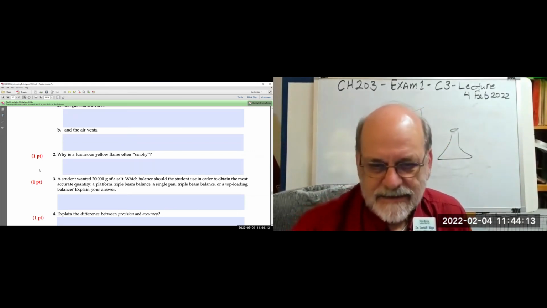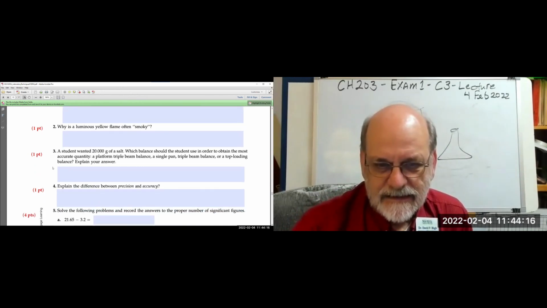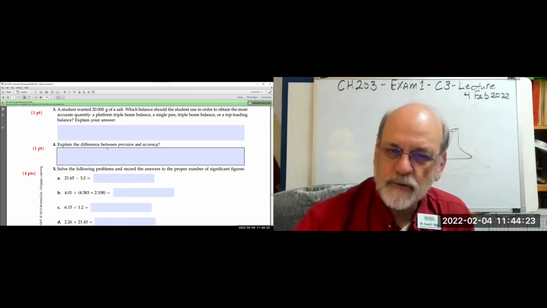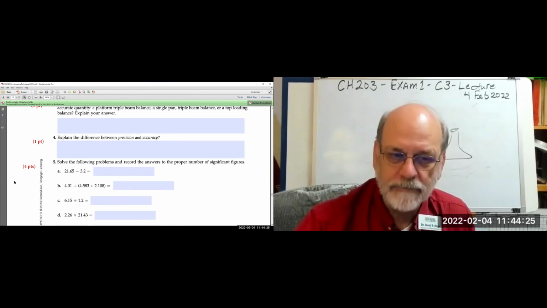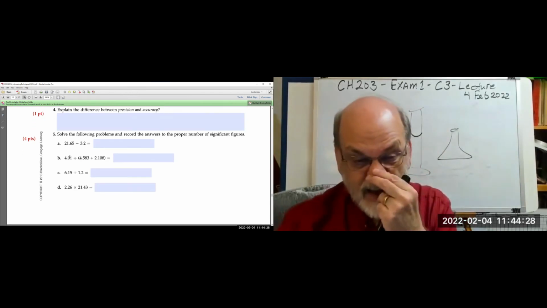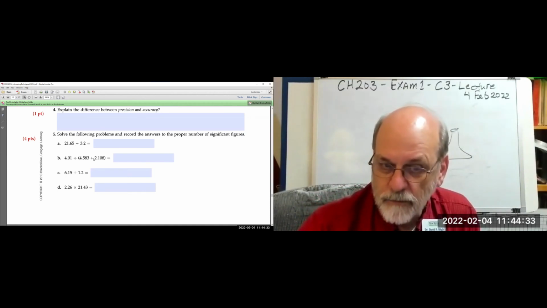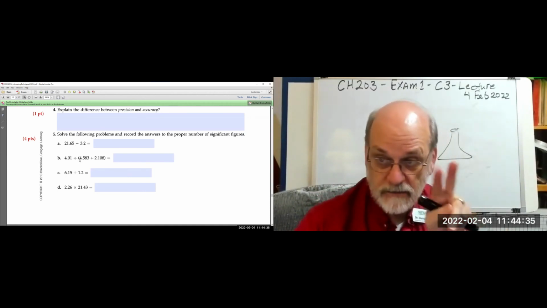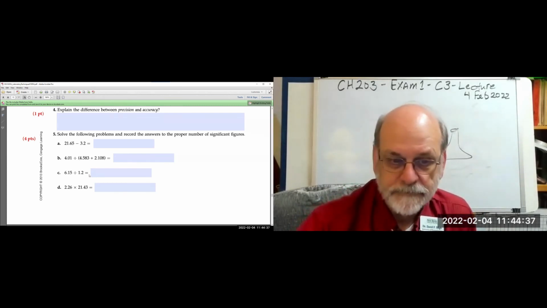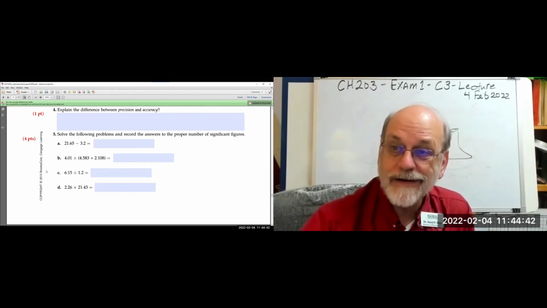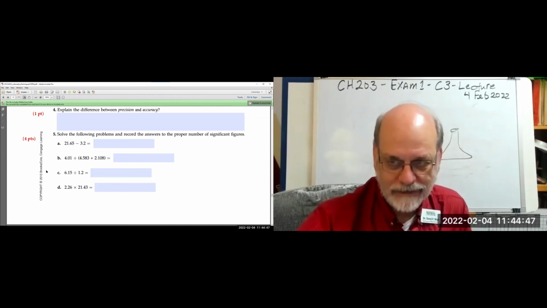Which one of these would give you the most accurate measurement for this much salt? Difference between precision and accuracy, you already know that one. Calculate these values, right? You've got different rules. You got a subtract rule here. You got a plus and a divide rule, so you got both rules here. Then you got to divide and to multiply. So you have to write the answers with the correct number of significant figures, having rounded them also correctly.